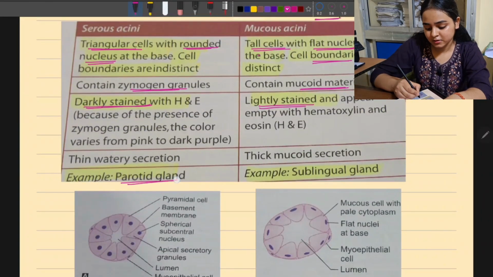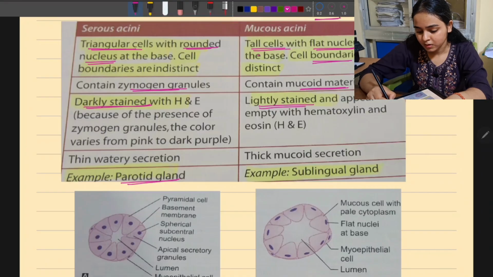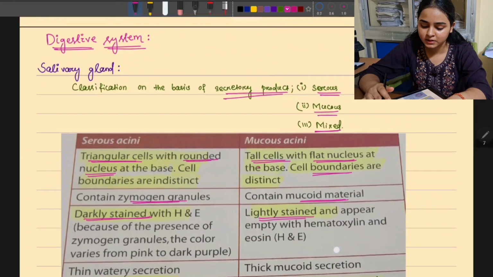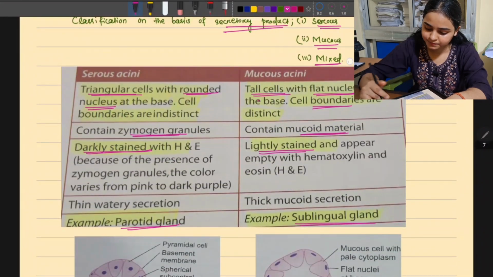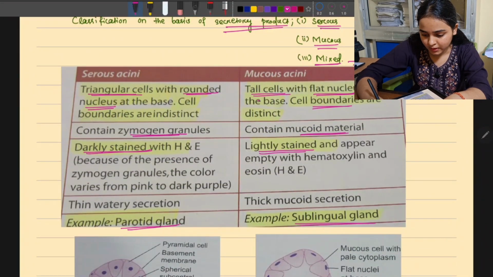The examples of serous acinus, parotid gland, and the example of mucous acinus, sublingual gland. And if you ask what is the example of mixed gland, then it is submandibular gland. Okay, the example of mixed gland is submandibular gland.